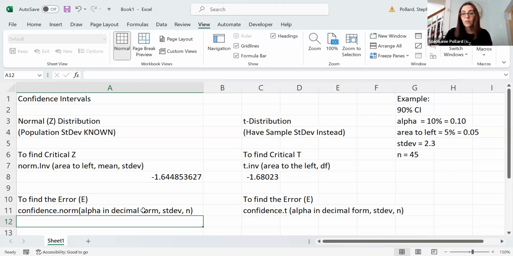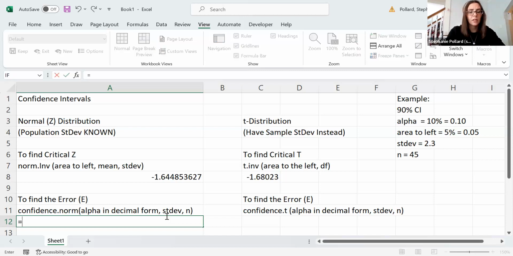And they actually are exactly the same here. So alpha in decimal form, standard deviation, n. Now this standard deviation is the actual one from the data. It's not like the 0, 1 idea we just did. So this actually is the data values that you have.